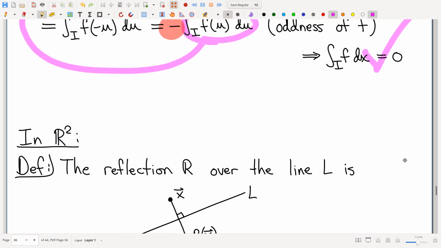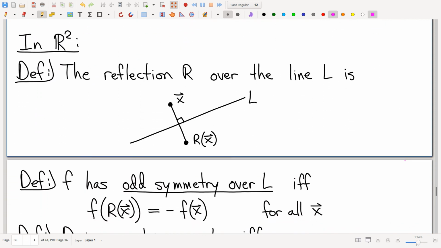All right. So here's the upshot in multivariable. There's a two-dimensional version of this, and it's really, really similar. It's really analogous. The big difference is that we have to reinterpret what symmetry means. It's going to come off of the idea of reflection over a line.